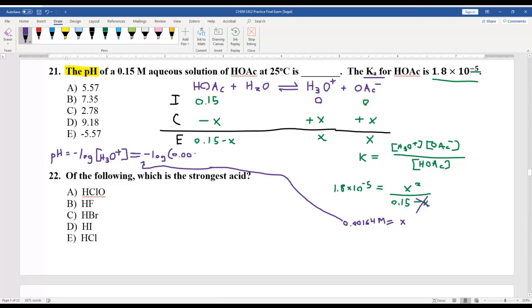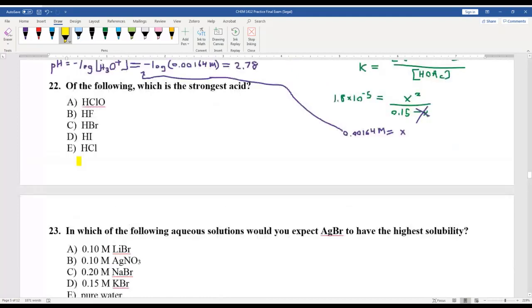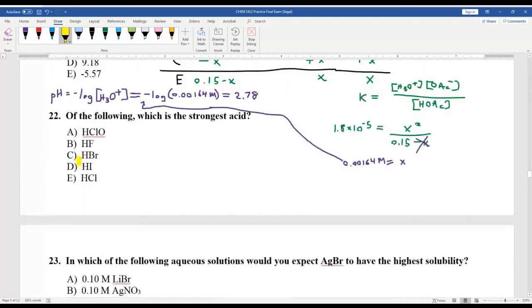And that's going to give me about 2.78. Okay, cool. So it looks like we're almost out of time, but I think we could definitely do 22, maybe even 23. So it says, which is the strongest acid? I'll help you out a little bit with this.